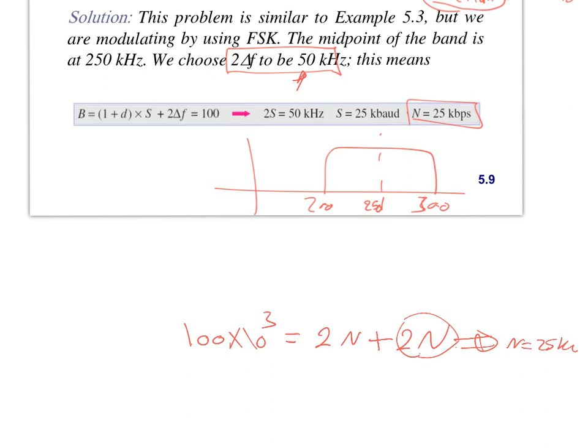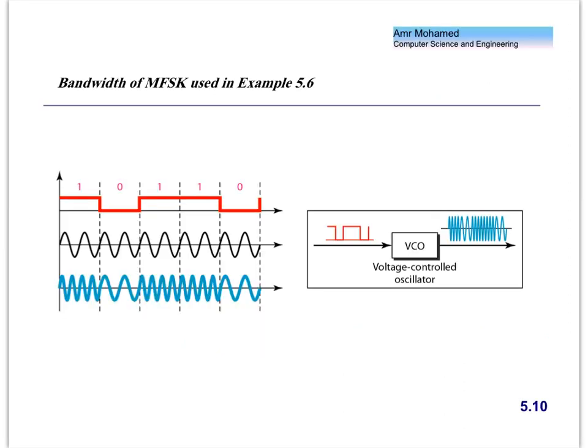Because here the signal looks like this. We have this to represent the 1, and this represents the 0, and there's no space between them, which means that 2 delta F is the minimum. Minimum 2 delta F is S times 1 plus D, which is 2N. Basically, they are close to each other with no separation in between. So the bandwidth becomes simply 4N. Okay?